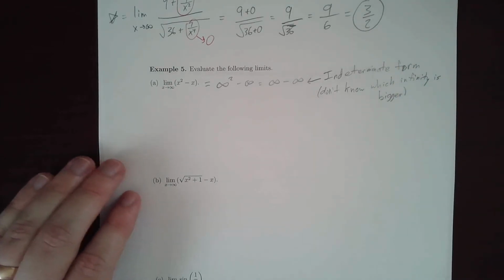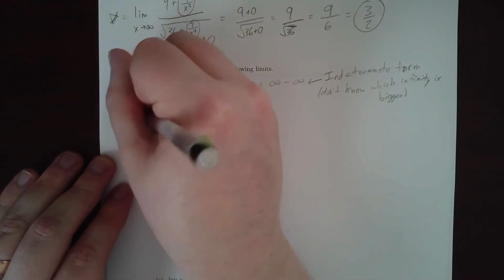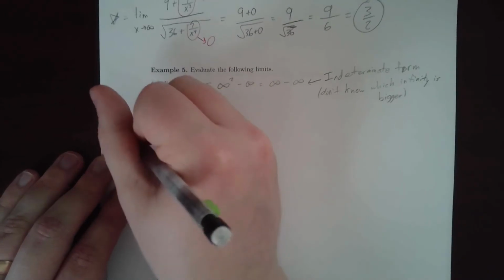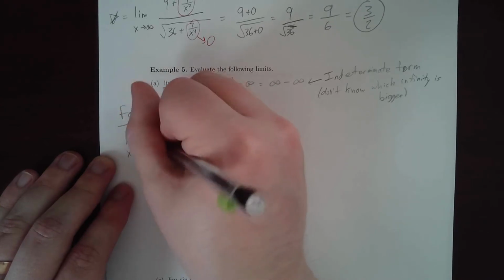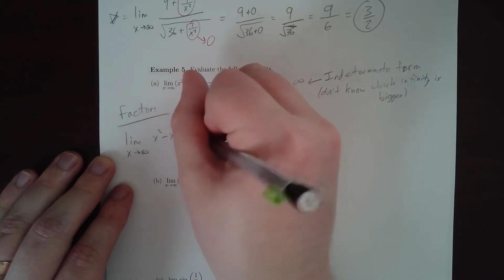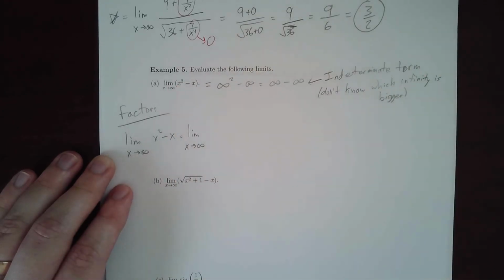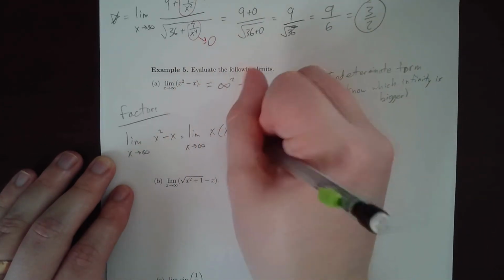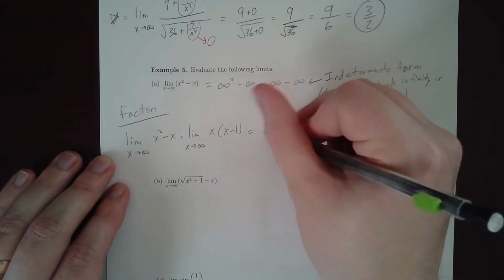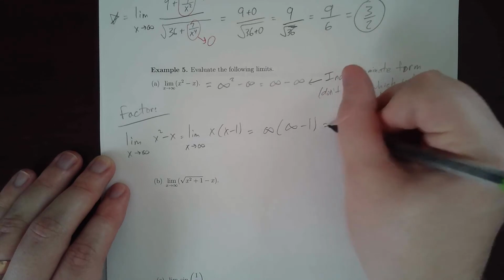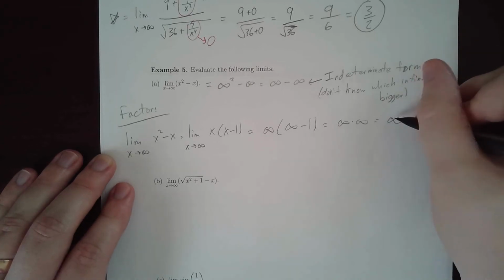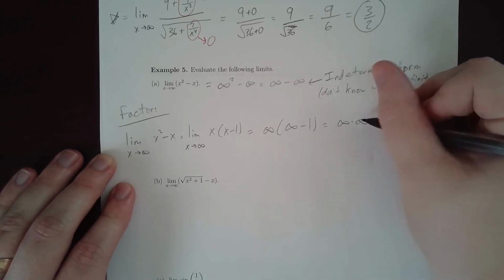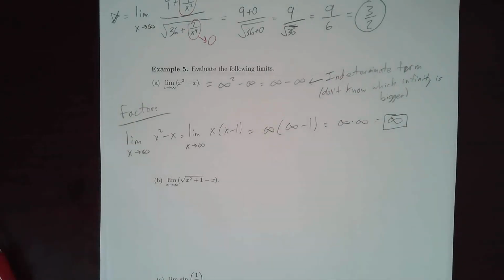So what we'll do is factor, do a little bit of algebra here. The limit as x approaches infinity of x squared minus x is the same as the limit as x approaches infinity of x times (x minus 1). And now if we plug in, we'll get infinity times (infinity minus 1), which will be infinity times infinity, which is just infinity. Technically, you could also say the limit does not exist here, but it does help us determine that we are increasing with this.